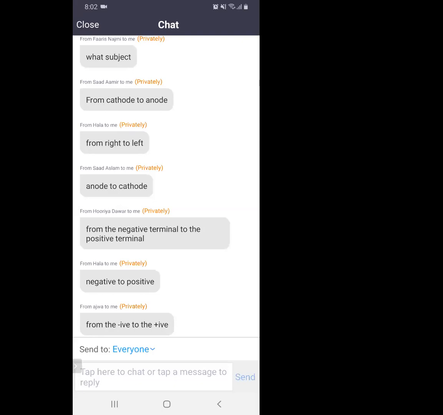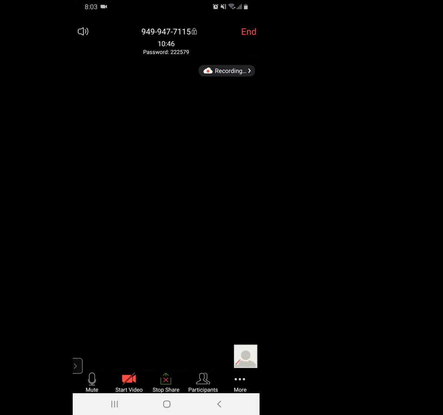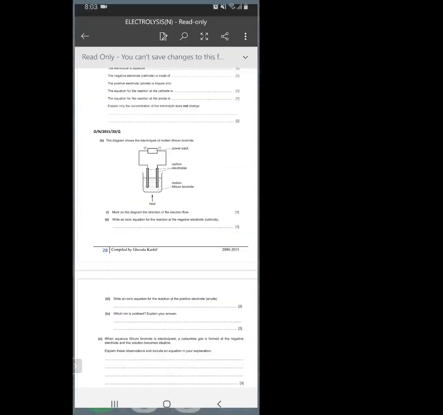So you will give me the direction of the electricity with respect to the terminals of the battery. Yes, Hala, from the negative terminal of the battery to the positive terminal. Right, so it's easier for you and there is no confusion. Okay, let's go on.